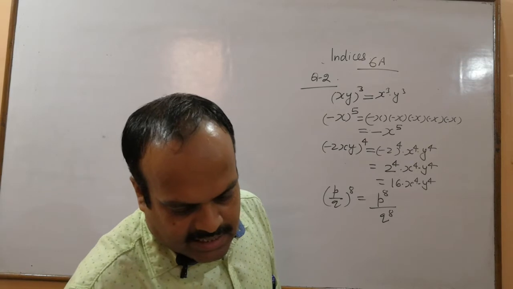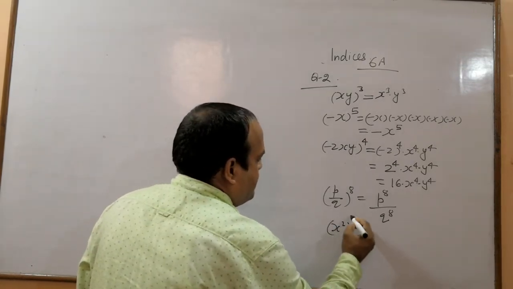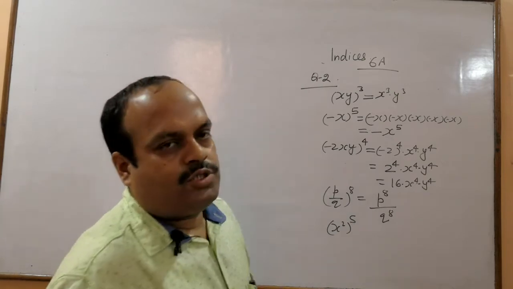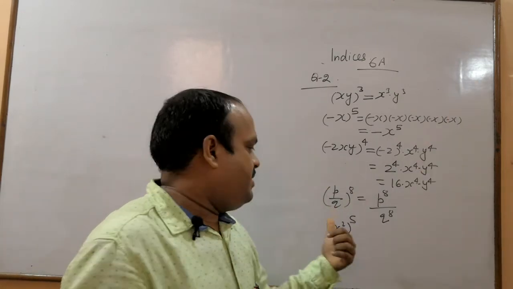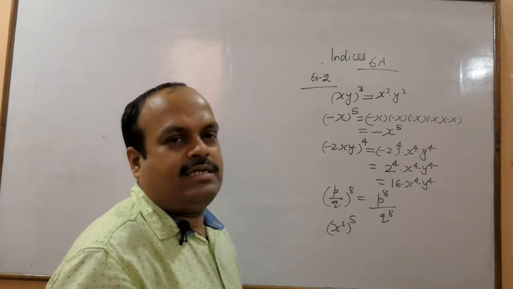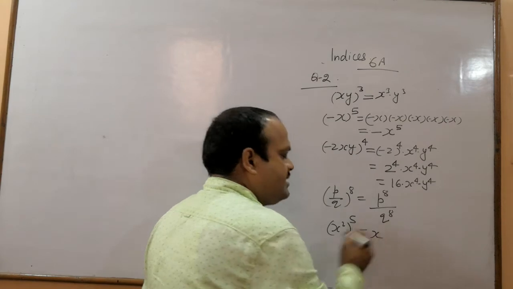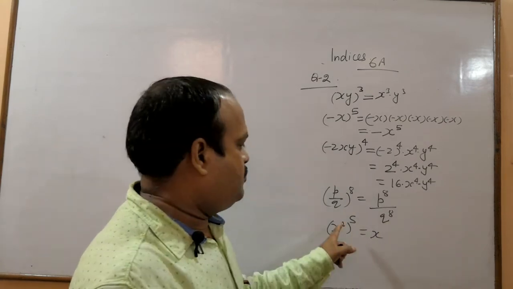Next, x square to the power 5. To get the simplified answer, we will use the power law, which says that powers must be multiplied, keeping the base the same. So the base of the result will be x, but the power will be 2 fives are 10.